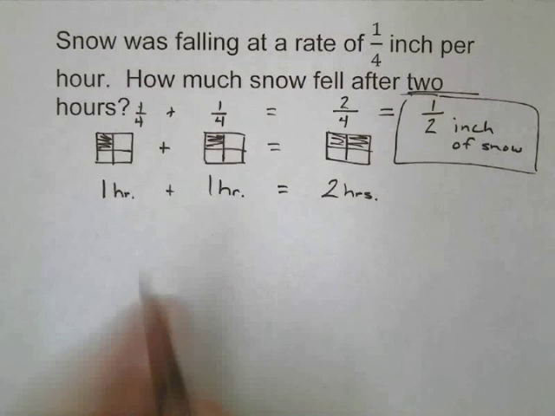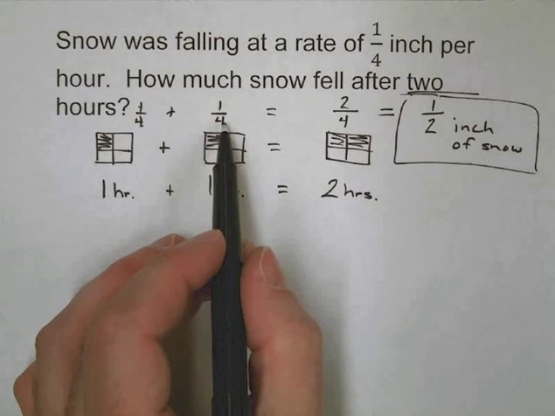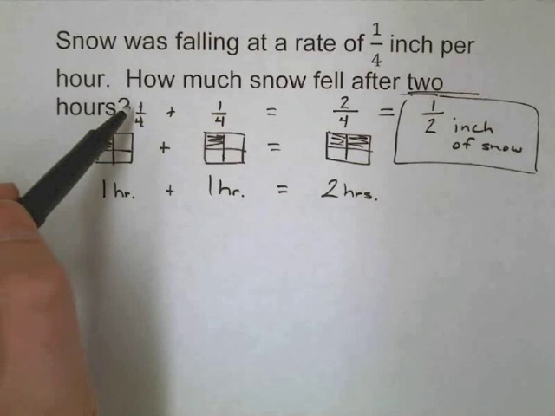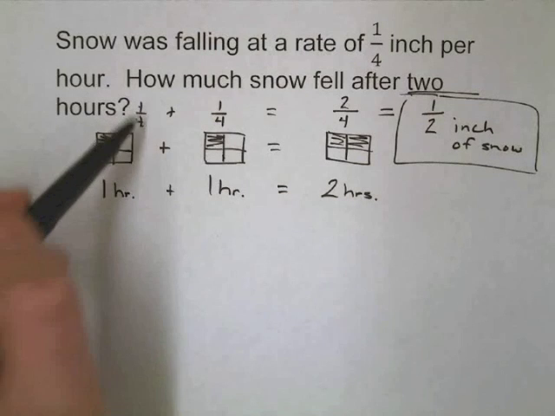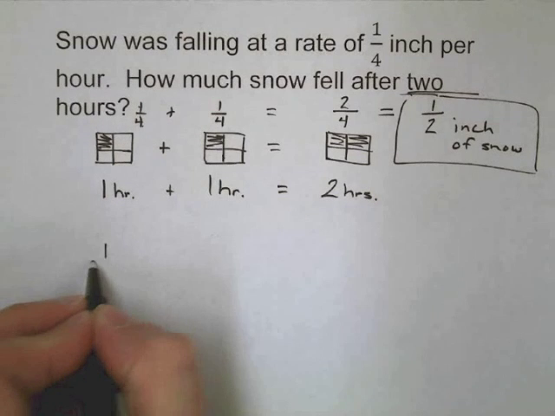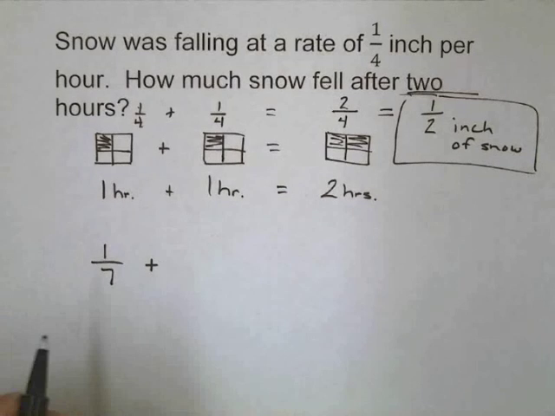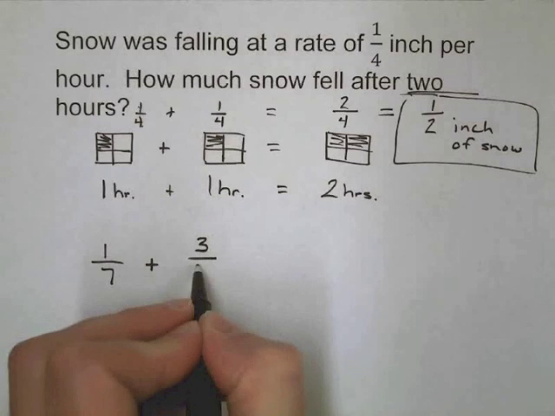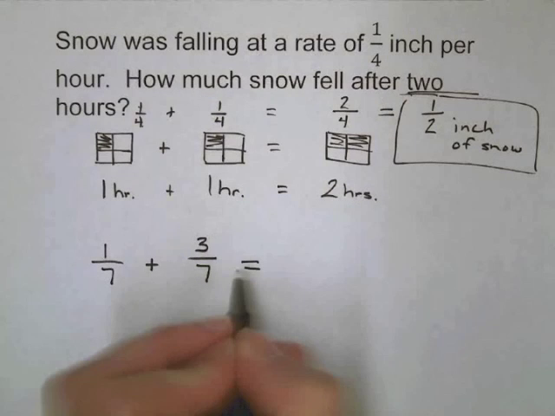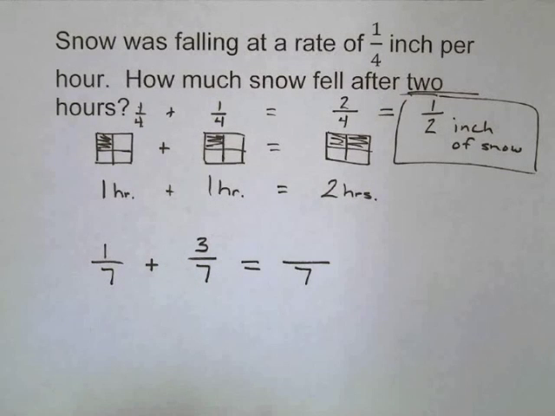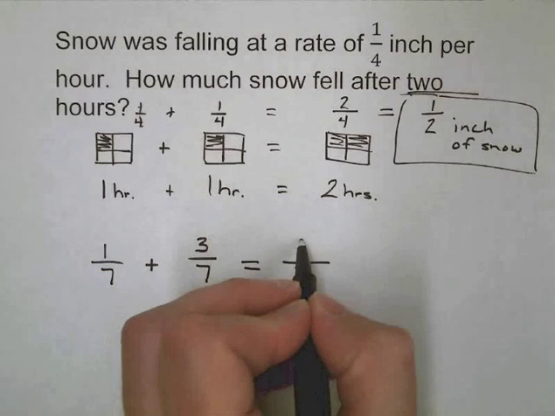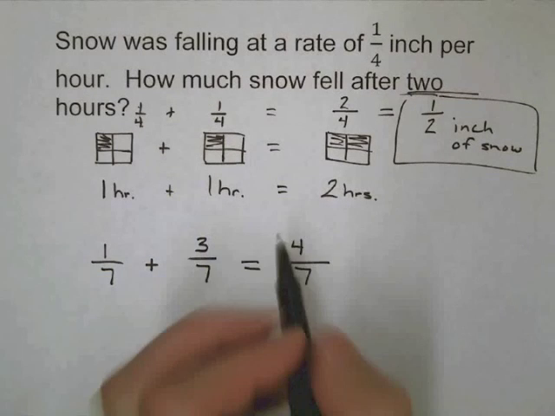Whenever you're adding like denominators, it's just how many of these things you have. And the numerator, the number on top, always tells you how many of those things you have. Here we have fourths, 1/4 and 1/4. But if we looked at a different problem, let's say we had 1/7, and we wanted to add that to 3/7. Well, if we have one of these sevenths here and 3 of these sevenths here, we're still having sevenths. It's just how many of those sevenths we want, and that's what our numerators tell us. 1 plus 3 is 4, so we have a total of 4/7.